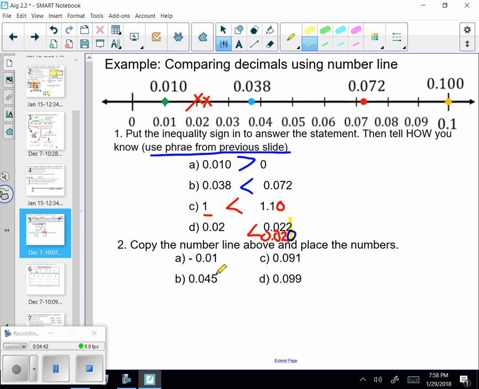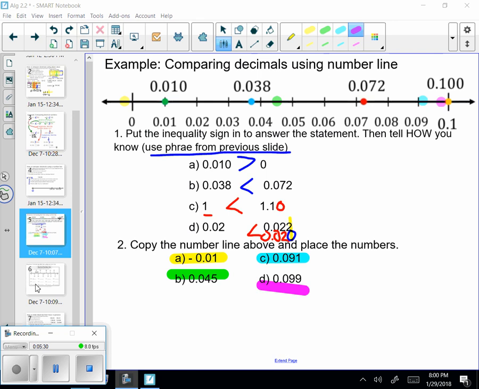This one right here. Why don't you try number 2 and see if you can just put the numbers on the number line. Write it down in your notes, pause the video, see if you get the same answer I do. Negative 0.01 would be just to the left of 0. 0.045 would be exactly between 0.04 and 0.05. 0.091 comes just after 0.09. 0.099 comes just before 0.1.